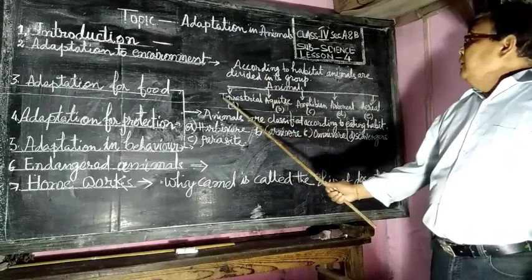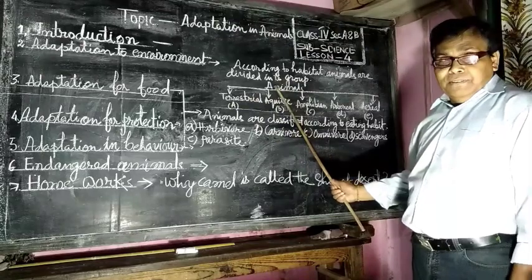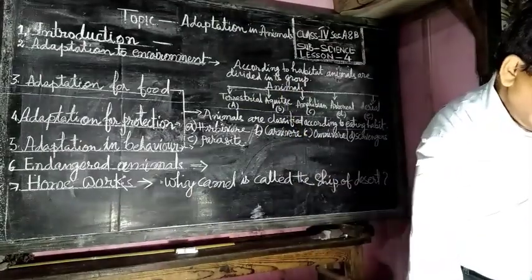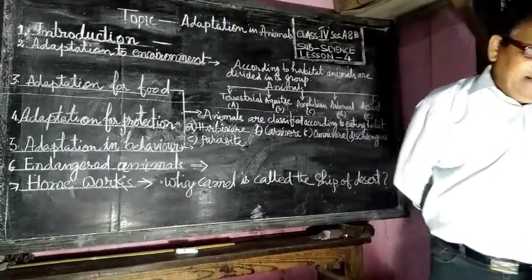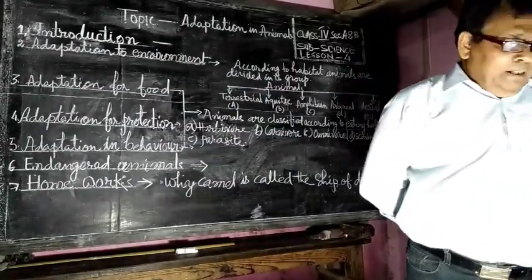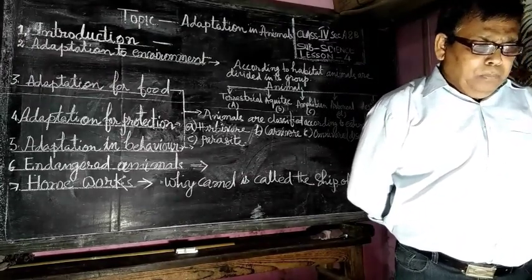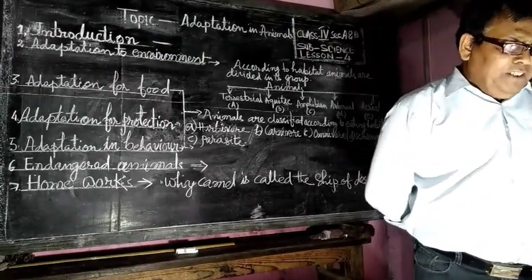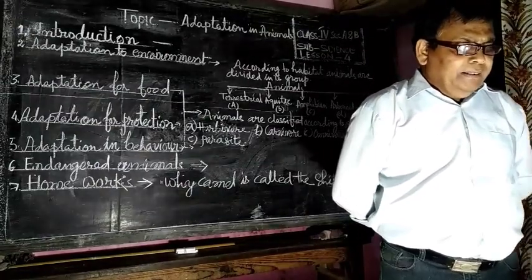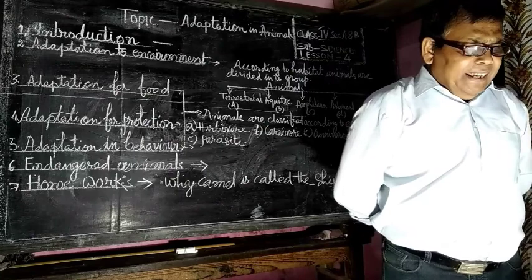Now, I am going to explain about the terrestrial animals. Animals that live on land are called terrestrial animals. Most land animals have legs to move and lungs to breathe. Examples of terrestrial animals are tiger, lion, cow, buffalo, horse, deer, snakes, etc.